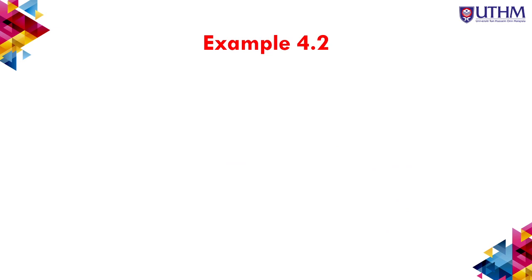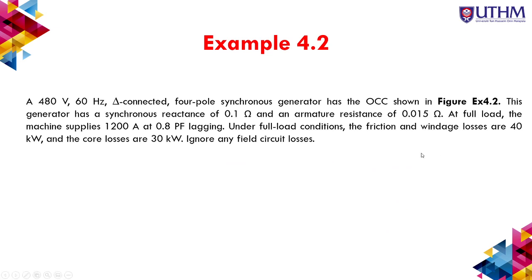Okay, then we do the next example. We read first. 480 volt, 60 hertz. Now we deal with the delta connected type. A 4 pole synchronous generator has the OCC; now they give you the graph as shown in the figure below. This generator has a synchronous reactance of 0.1. You can see they give it already: XS is known, and RA is also known.